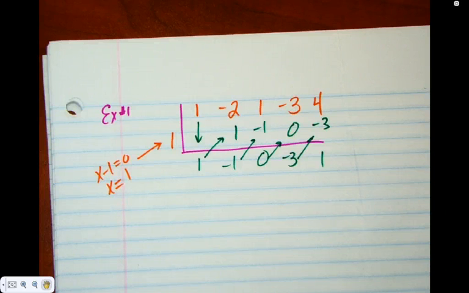Any questions where those numbers came from? There's going to be a note in the next example that will talk about the order.